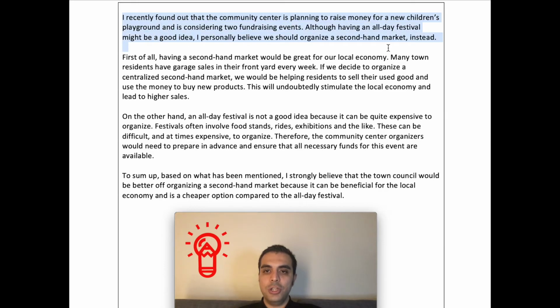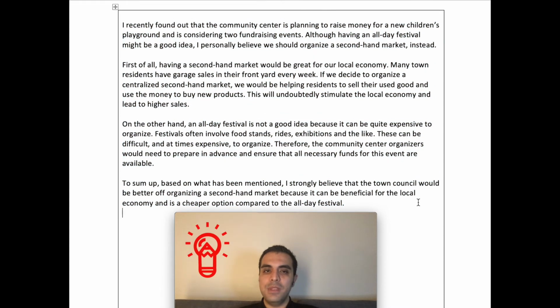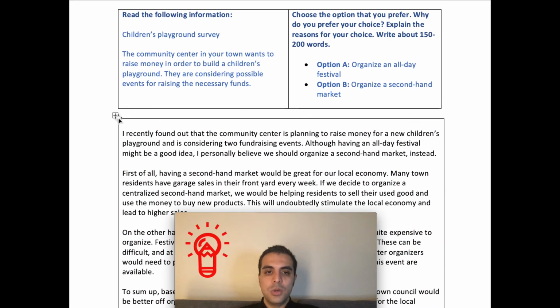And so there we have a nice 4-paragraph response. We have the introduction, we have 2 body paragraphs, and then we have a conclusion. Let's read it one more time just to make sure that everything's in the right place. So I recently found out that the community center is planning to raise money for a new children's playground and is considering 2 fundraising events. Okay, so I like it.